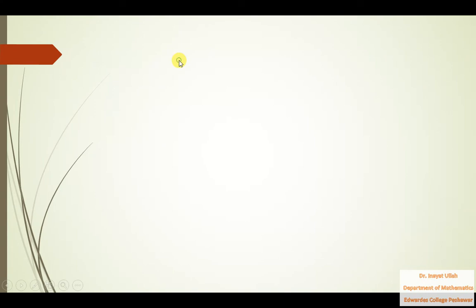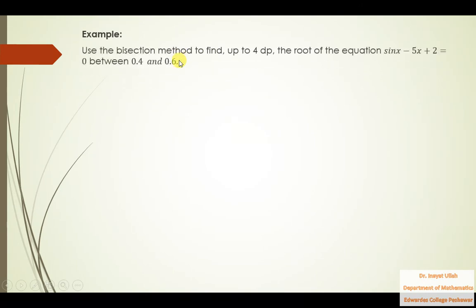Let us take an example. Use the bisection method to find, up to 4 decimal places, note this sentence, up to 4 decimal places, the root of the equation sin x minus 5x plus 2 is equal to 0 between 0.4 and 0.6. So we need to find the root of this equation, which lies between 0.4 and 0.6.